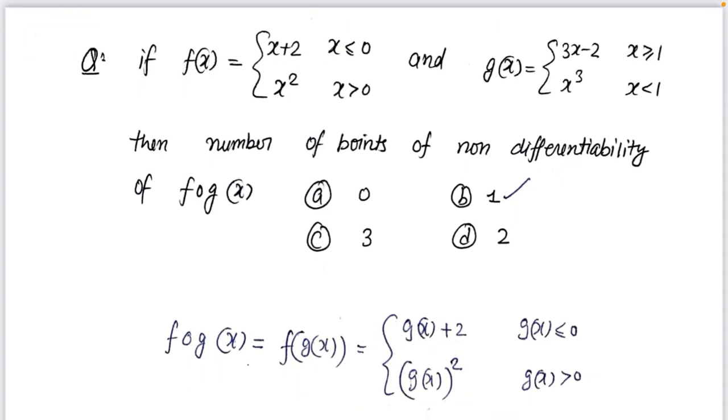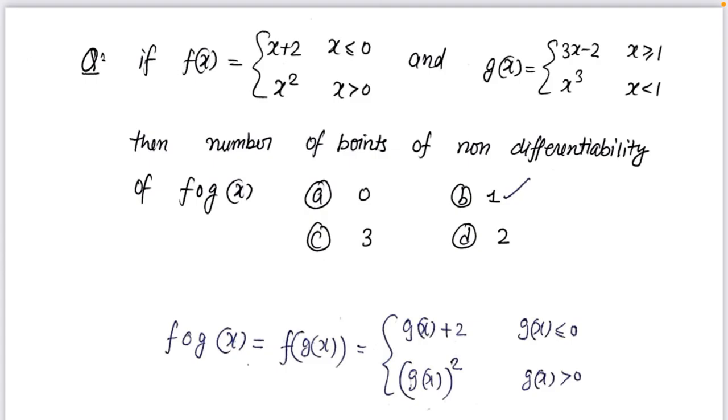Here f(x) is given, g(x) is given, number of points of non-differentiability of f of g(x). So first of all we will try to write f of g(x). So f of g(x) means in f(x), in place of x you replace it with g(x). So in place of x, I'll be writing g(x) everywhere. So you can relate f(x) and f of g(x). f of g(x) is becoming g(x) plus 2 if g(x) is less than or equal to 0, g(x) squared if g(x) is greater than 0.